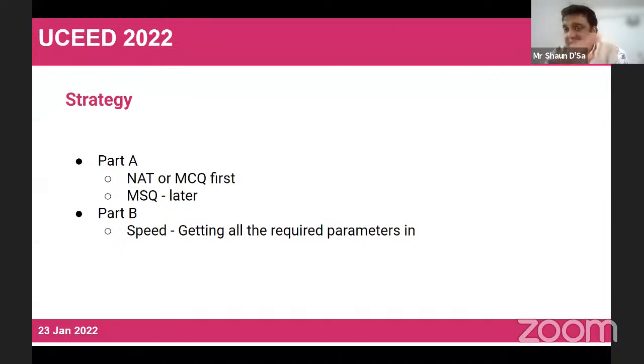But again, like I said, it depends from student to student. A lot of students I've spoken to, even after the exams, have followed this strategy and found it quite comfortable.